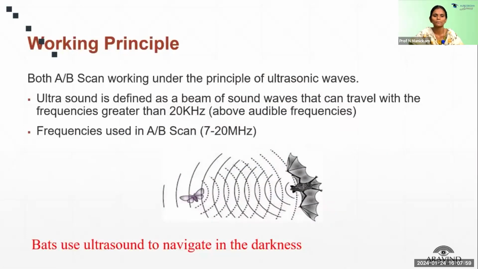Let us see the working principle behind the ultrasound A and B scan. By the name, you can understand it works on the principle of ultrasound waves. What are ultrasound waves? Ultrasound waves are high frequency beams of sound waves. They travel at frequencies above about 20 kilohertz. The frequency used in the A scan machine is 10 megahertz, and in the B scan machine 20 megahertz. Usually bats use ultrasound to navigate in the darkness and also to detect prey.